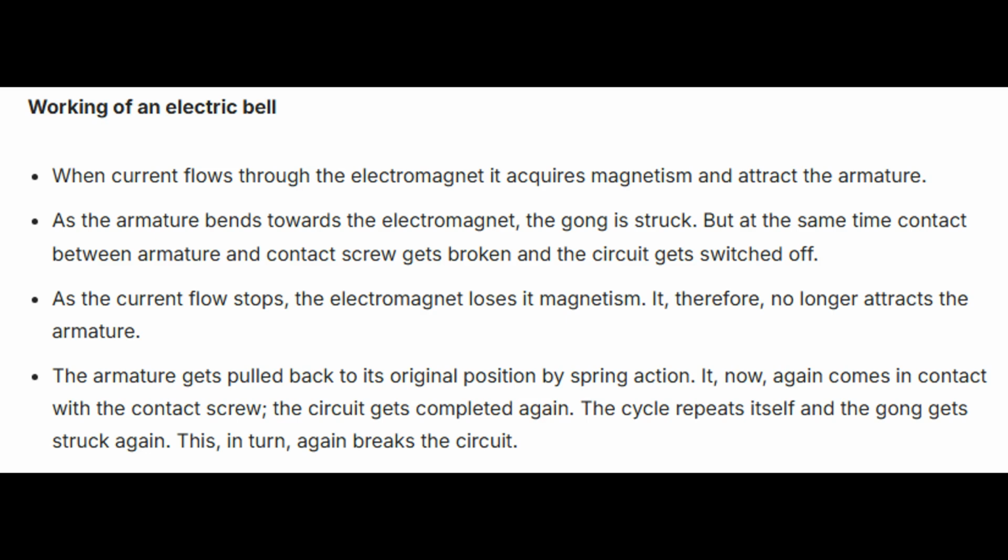Third, as the current flow stops, the electromagnet loses its magnetism. It therefore no longer attracts the armature. Fourth, the armature gets pulled back to its original position by spring action. It now again comes in contact with the contact screw. The circuit gets completed again. The cycle repeats itself and the gong gets struck again. This in turn again breaks the circuit.